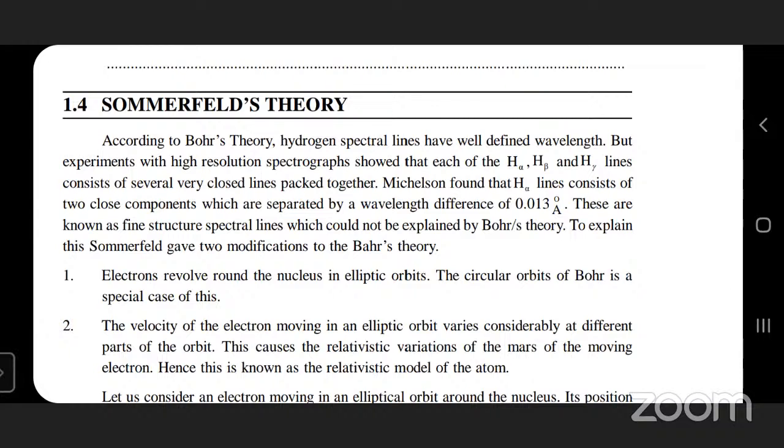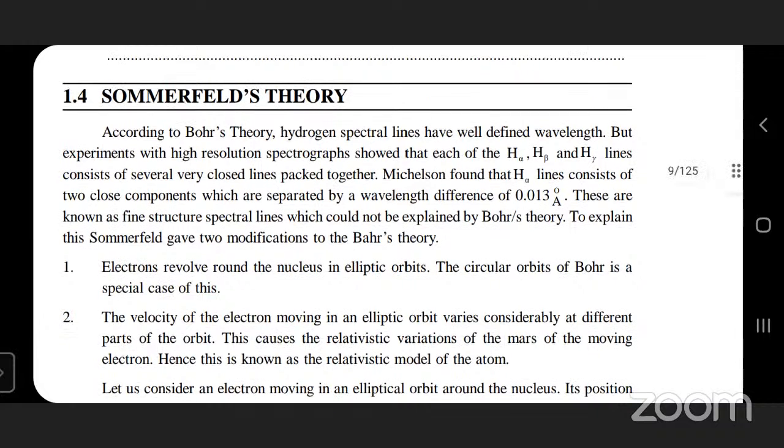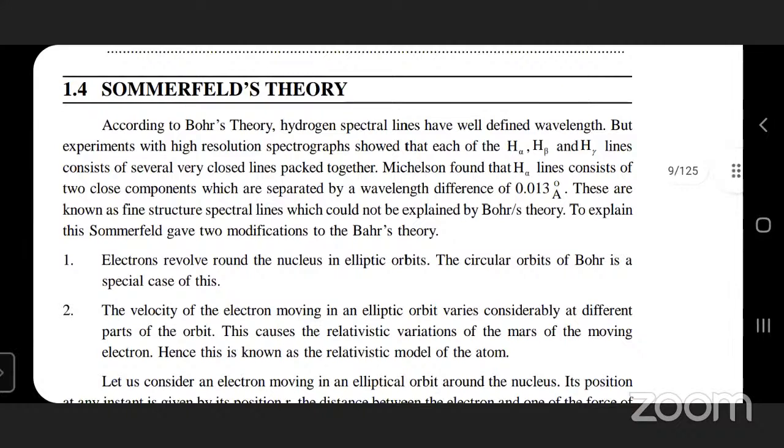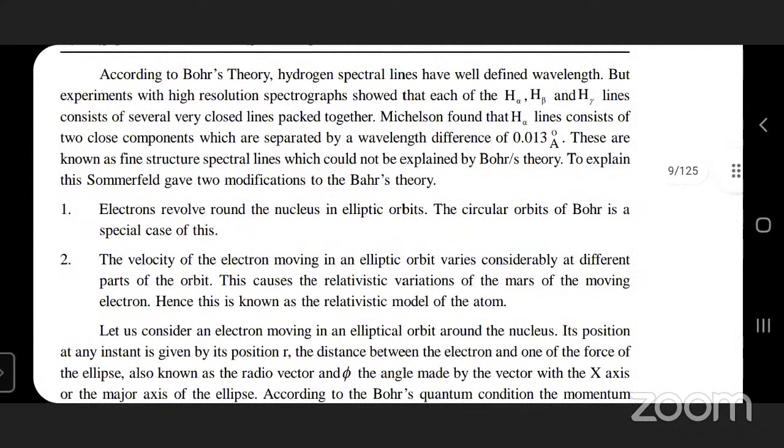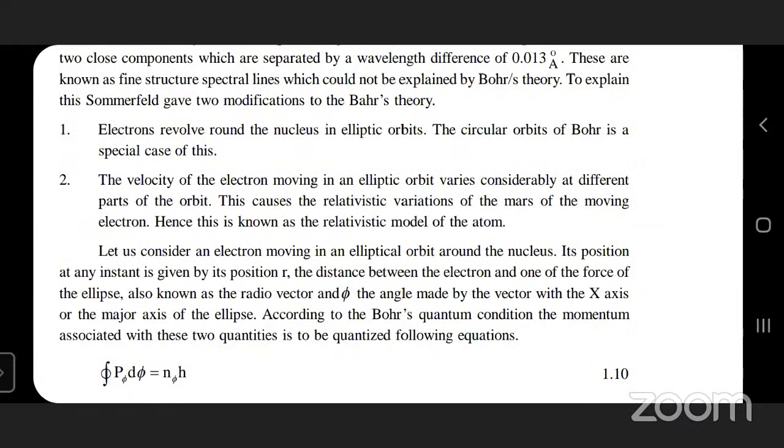So Sommerfeld made two modifications to Bohr's theory. What is the first modification? The electron revolves around the nucleus in an elliptical orbit, not in a circular one. Bohr considered that the electron revolves around the nucleus in a circular orbit, whereas Sommerfeld considered it to revolve in an elliptical orbit.